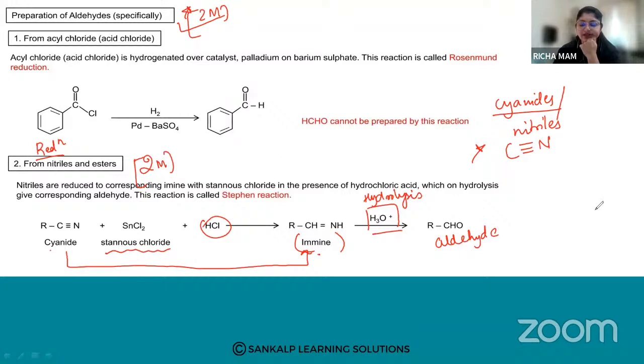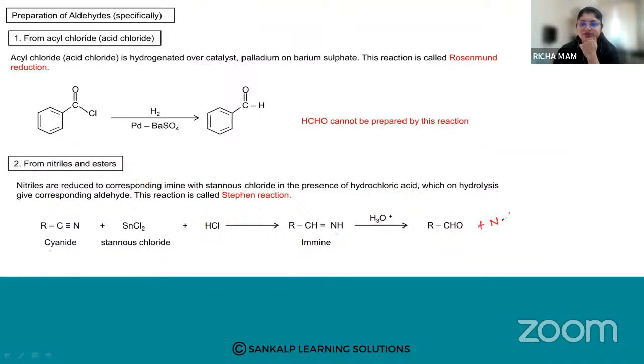So this is a general reaction. Please note down the general reaction first. Ammonia gas is liberated. I'll write the names here. So this is the aldehyde. Cyanide is treated with stannous chloride. You can read this out.